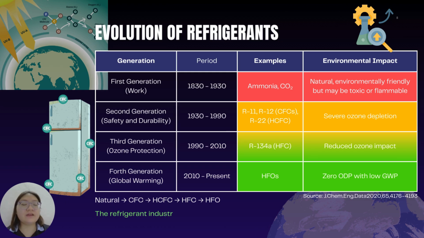I will be presenting on the evolution of refrigerants and environmental indicators. The evolution of refrigerants was driven by the need for safer, more efficient, and environmentally friendly cooling technologies. In the early 20th century, Thomas Midgley Jr. and his colleagues searched for the ideal refrigerants by studying the periodic table.